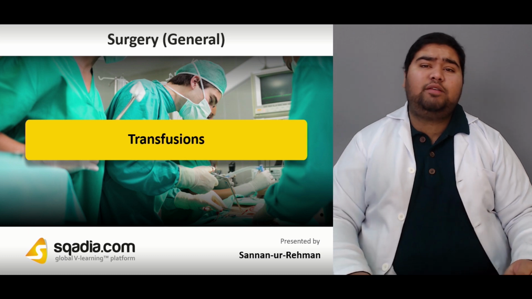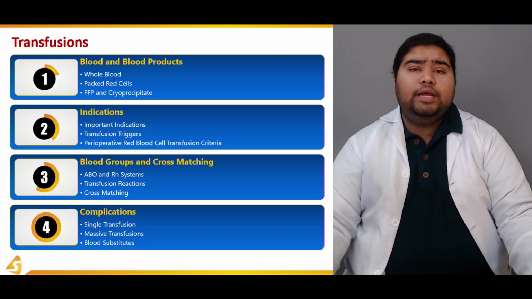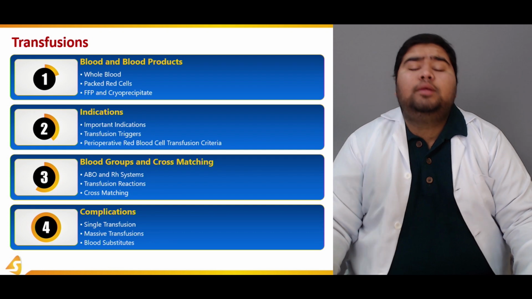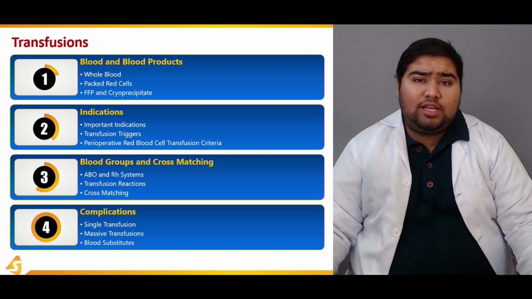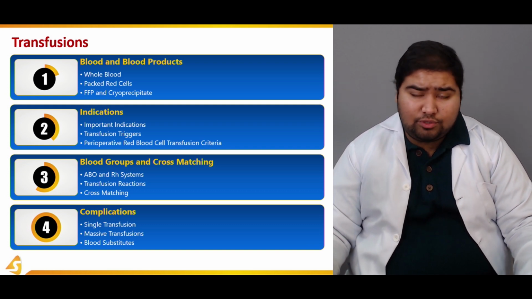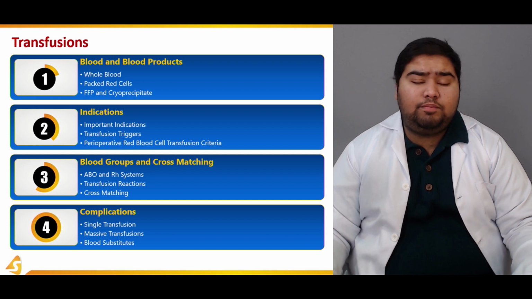This lecture has been divided into 5 sections. In the first section, we'll talk about the blood and the various blood products. We'll talk about the processing of blood and how the whole blood is converted into various blood products that are used for various transfusion purposes.